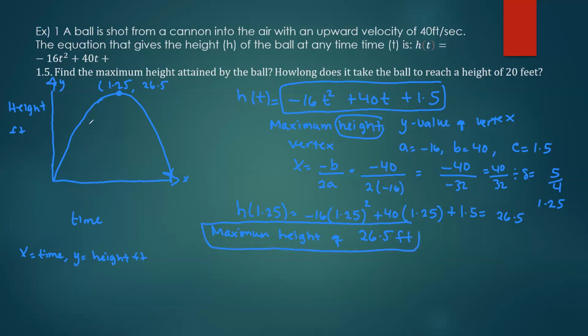The second part of the question says, how long does the ball reach at a height of 20 feet? So I don't know, 20 feet, this is 26, so 20 feet would be right here. So they're asking for a time value. So there might be two times, right? Let's pretend this is 20 feet. I'm just approximating. So that we have a time here and a time there. So we might have 2 times.